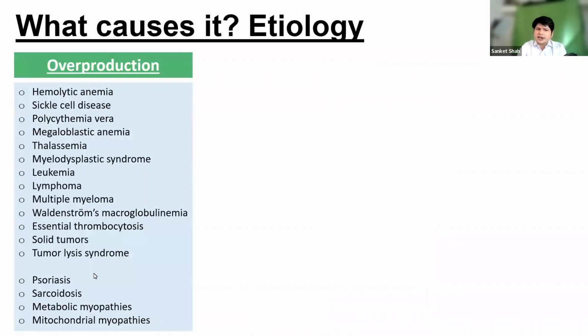So now we know how a patient with hyperuricemia can come to us. Now, the second question, why does my patient have hyperuricemia, right? Either they are overproducing uric acid, meaning lysis of cells, so many hematological conditions: hemolytic anemia, sickle cell, polycythemia, megaloblastic anemia, thalassemia, myelodysplastic syndrome, leukemia, lymphoma, multiple myeloma. The list is too long. Also, there are certain conditions, specifically psoriasis, sarcoidosis, metabolic myopathy, mitochondrial myopathy, where there is an overproduction of uric acid and hyperuricemia can be there.